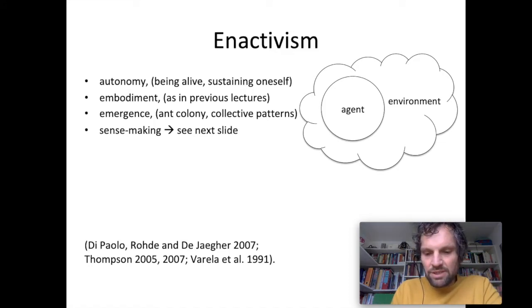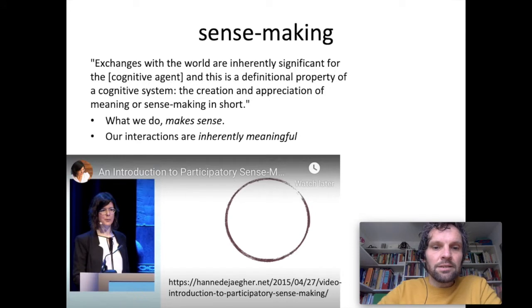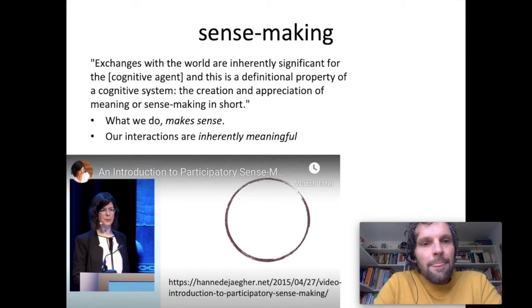Now, all of this may be a bit abstract, but I will try to move on from here towards more concrete examples, and especially also what it could mean for design to be thinking about interactive systems and technologies from this particular perspective. Now here's Hanne De Jaegher, and what she says is exchanges with the world, so between us and the world, are inherently significant for the cognitive agent, so that's us, and this is a definitional property of a cognitive system. So a cognitive system is engaged in creating and appreciating meaning or sense making. What we do makes sense.